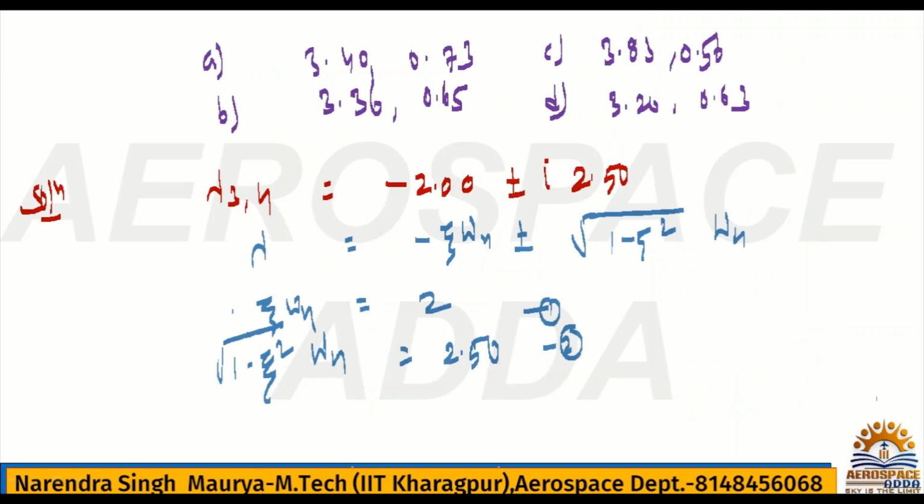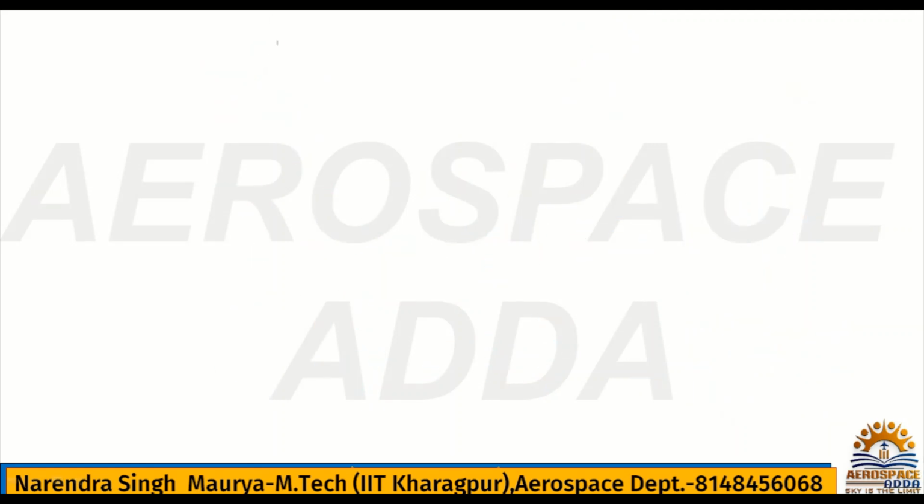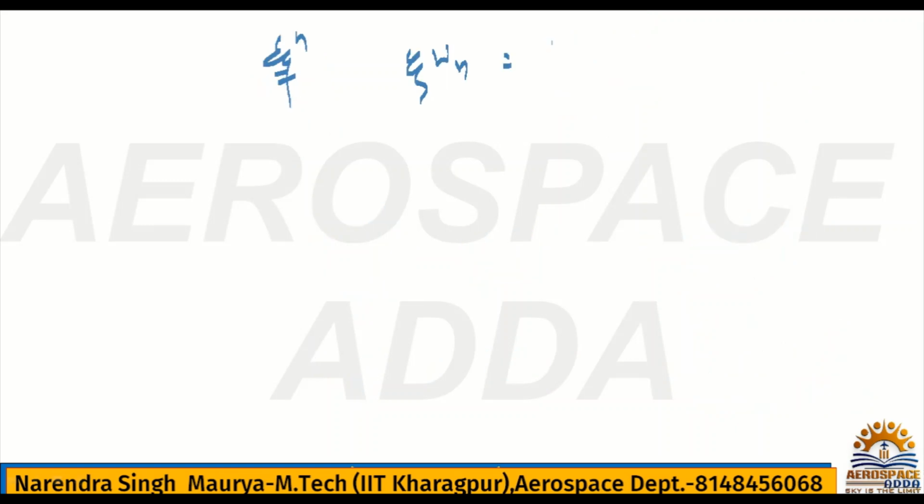Now the same chi you keep and put in equation 1. Chi omega n is equal to 2. So what is omega n? You just write 2 upon 0.63. How much is it? 3.17, or about 3.2 radian per second.